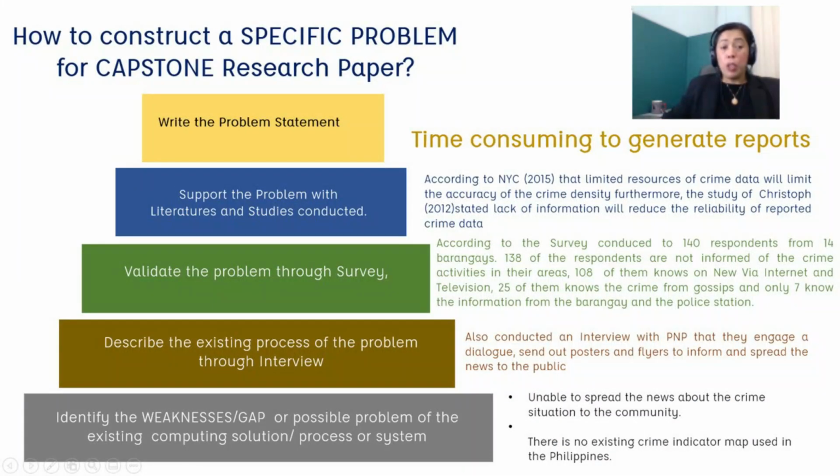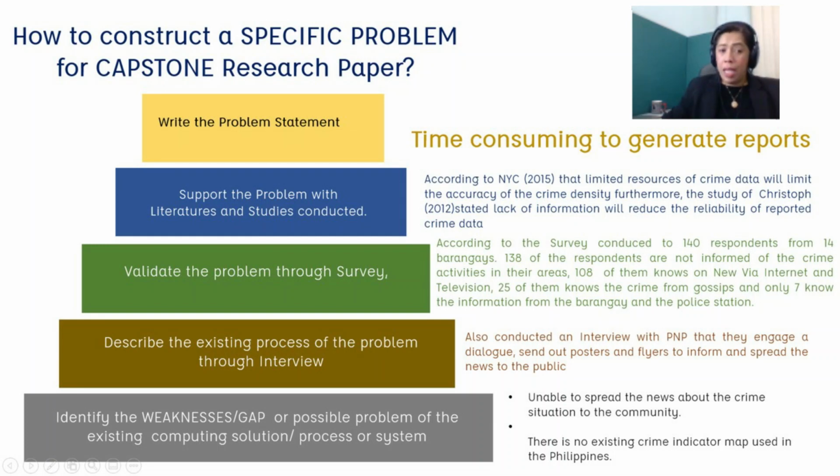Next is the construction of the specific problem. For example, your topic is about crime, and one of the defined problems is that it is time-consuming to generate a report. Then, to support the statement from the claim of the existing study, as you can see in this slide, for example, based on the two studies, the cited problems are limitations of resources and lack of information, which lead to an inaccurate report.